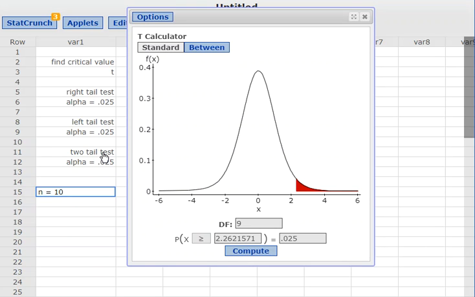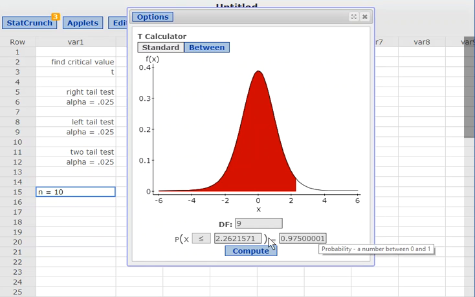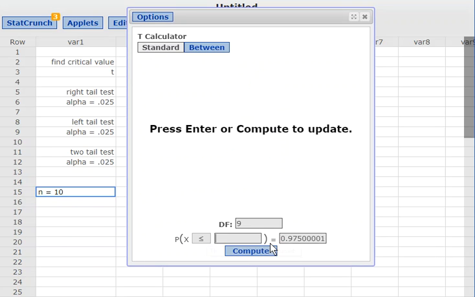Now remember, for the two tail, if my risk quantity is 0.025, then I've got to split it between both the left and the right tail. So when I'm looking for this, if I do a less than again, I'm going to clear this out because that's where I want my answer to come. And since this is only graphing and giving me the answer for just the left tail, I need to use half of the alpha.